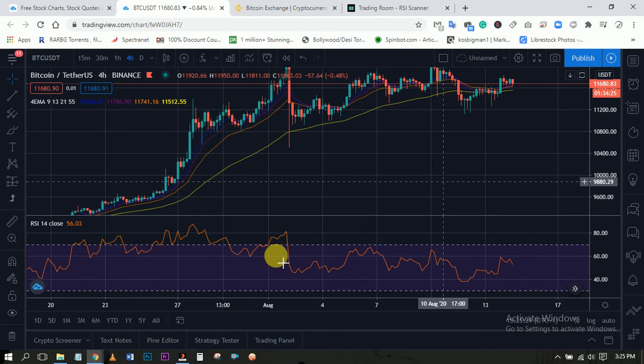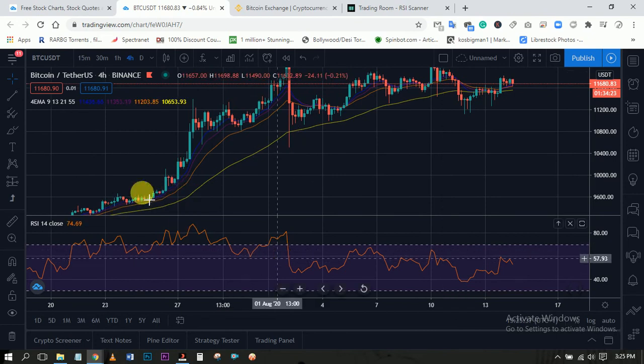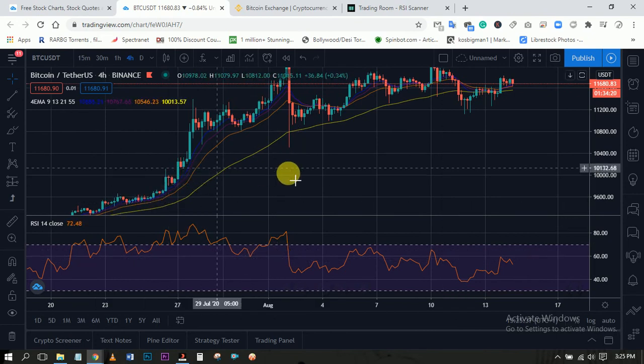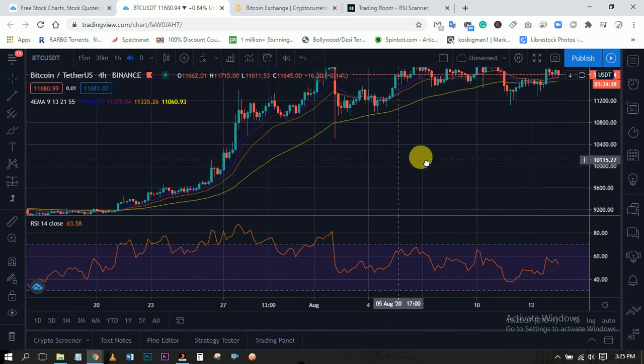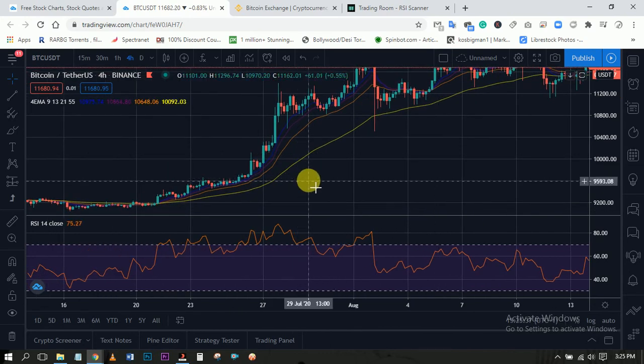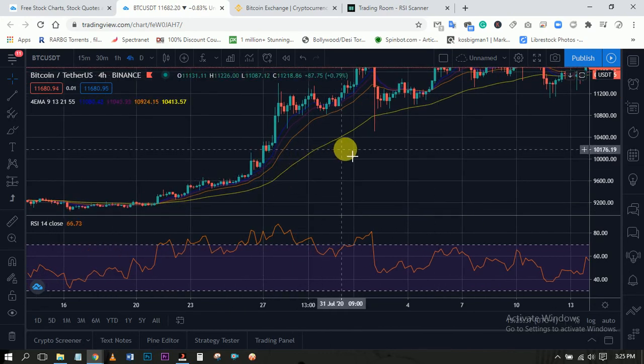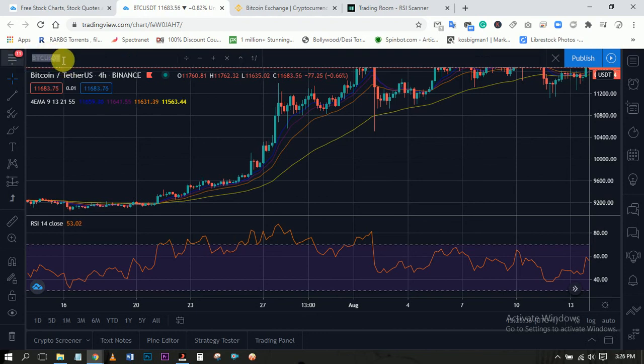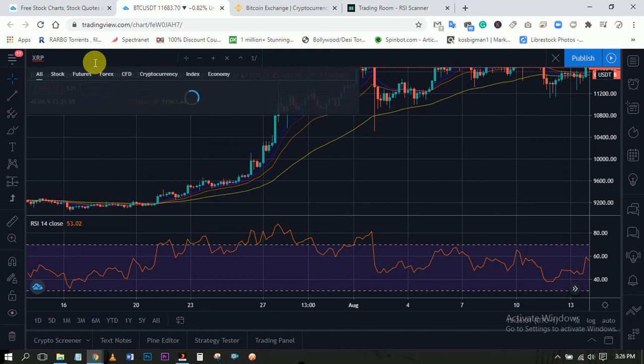If you don't want to use the RSI, you can make use of this also. So that's how you can trade off the TradingView platform. You can use other cryptocurrencies and check them. Just click on here and type any cryptocurrency you want to use. You can use the XRP.